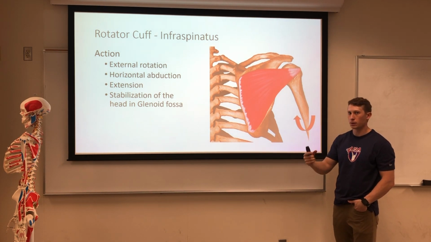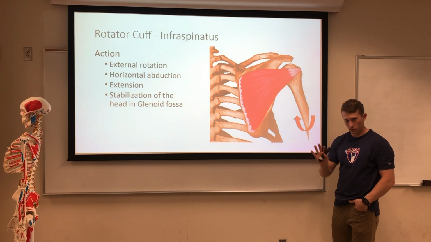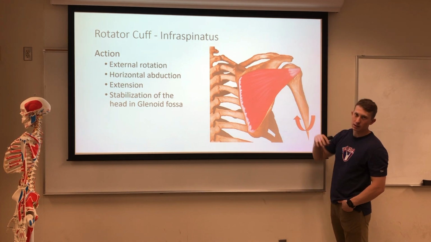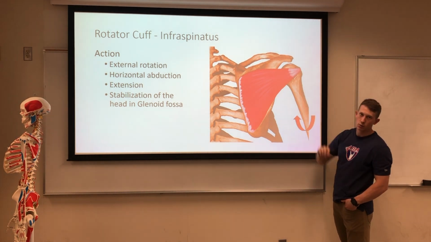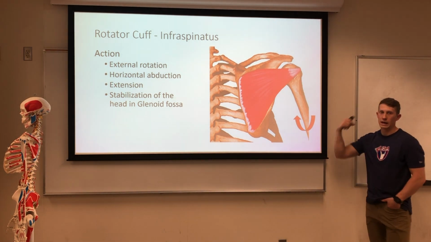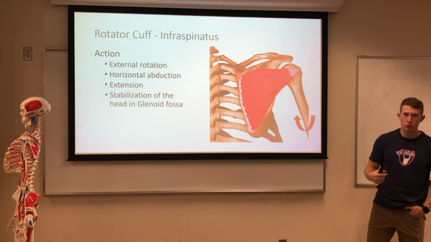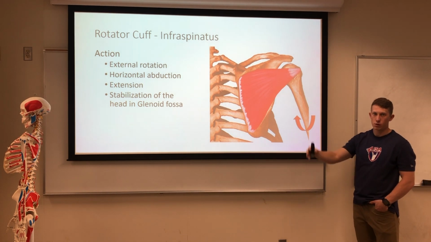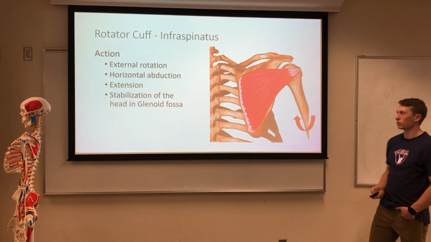we see the most subluxations, the most dislocations. We get them with anterior translation. The rotator cuff helps to stop that. It's also a major decelerator when we're in any rapid internal rotation movements, things like swimming, throwing, especially overhand throw.